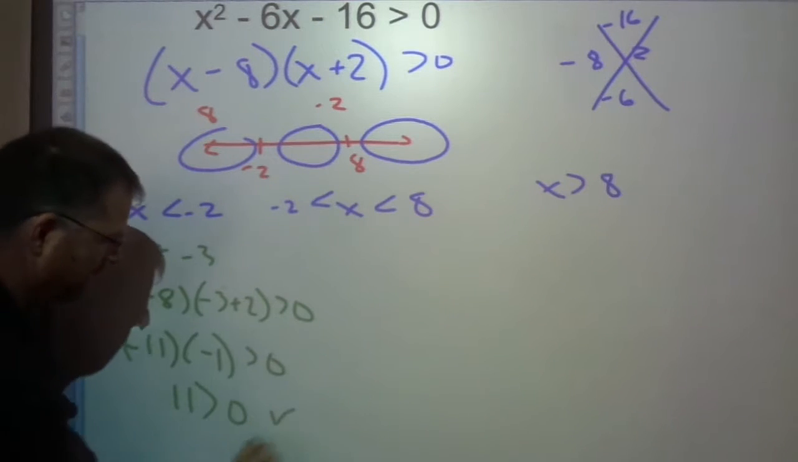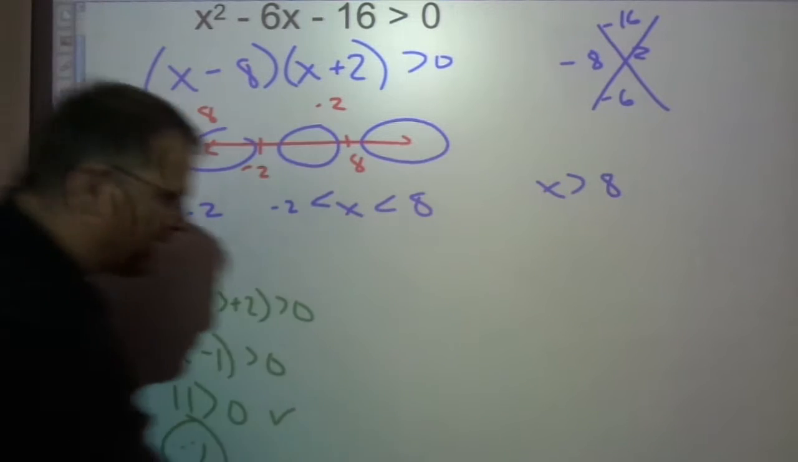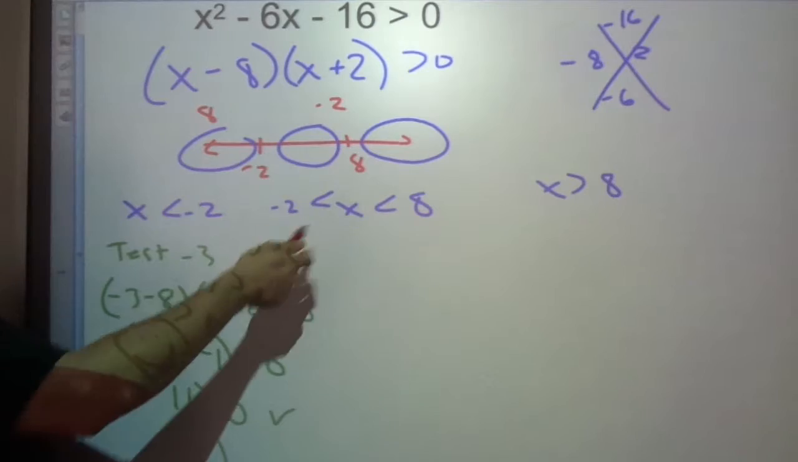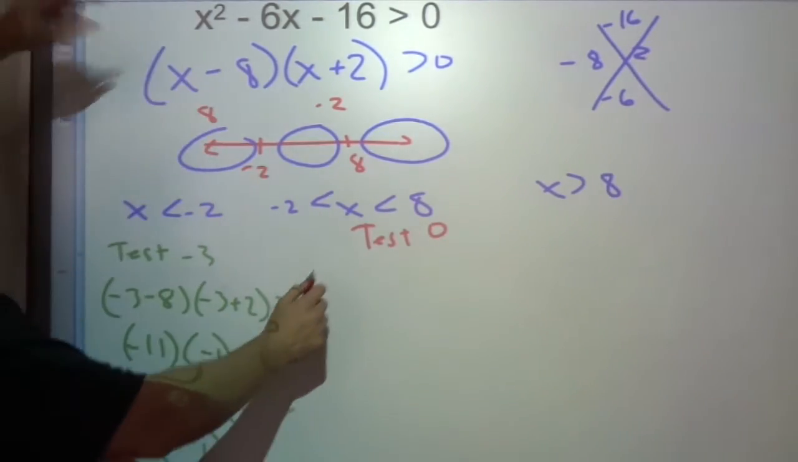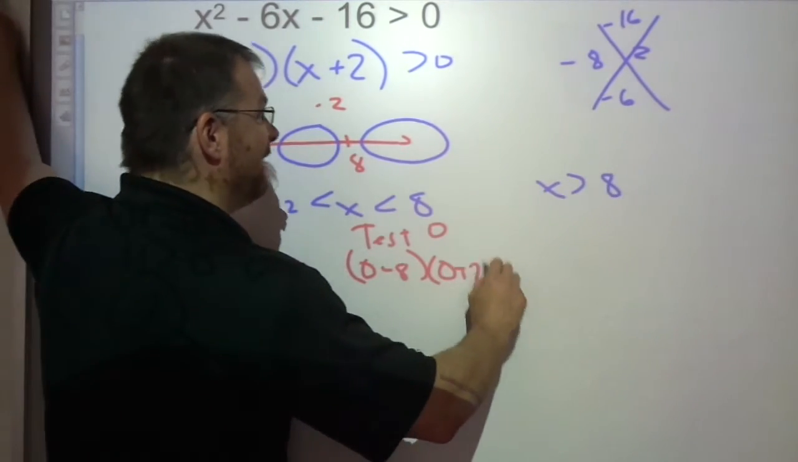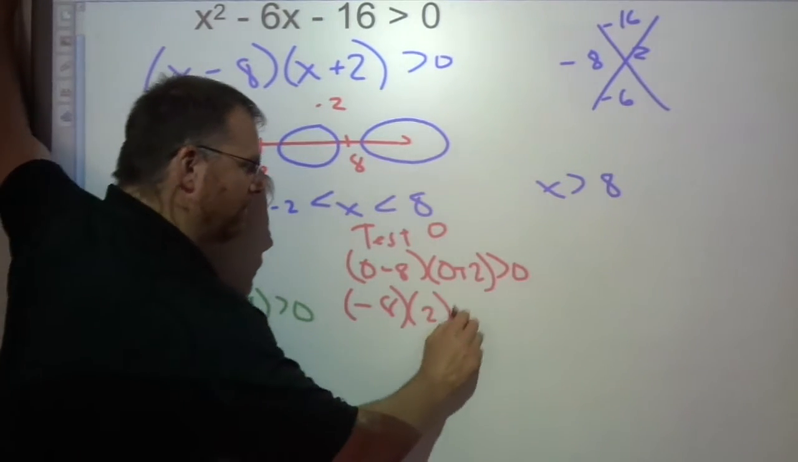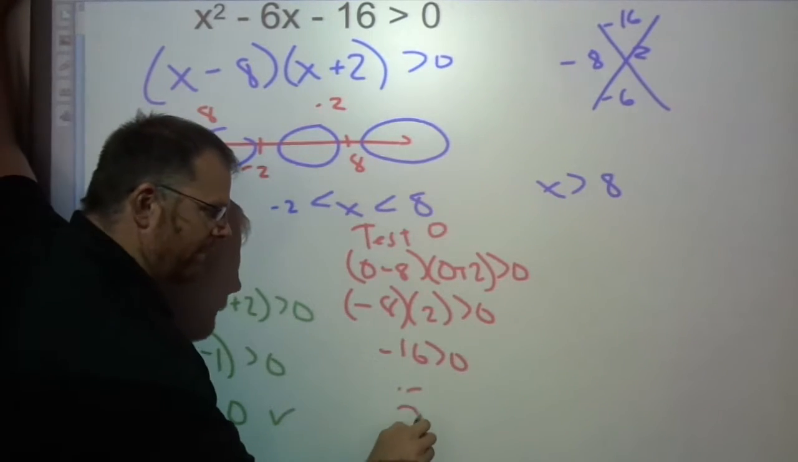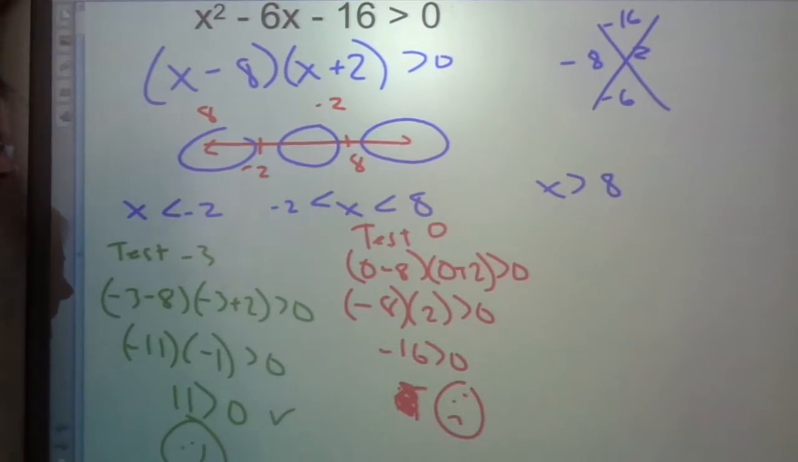That's true. Okay, so let's do smiley face there. That one works. Okay, so let's pick something in between here. How about 5? No, I can pick 0 because it's in between. That's easy. I like testing 0. 0 minus 8. 0 plus 2. And is that greater than 0? That's negative 8. This is 2. That's negative 16. Is that greater than 0? No, it is not. That is negative. It's not bigger than 0. That's a mistake on my smiley face.